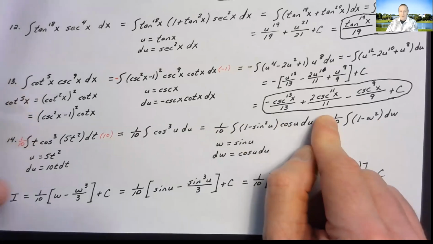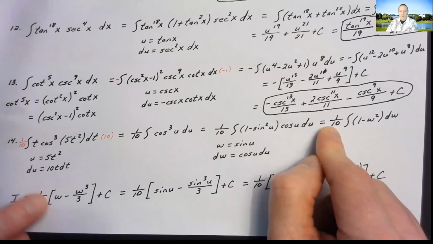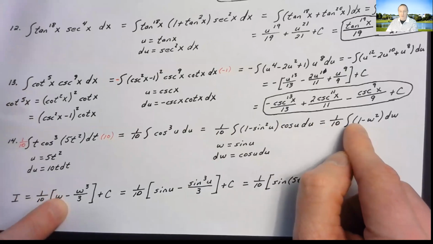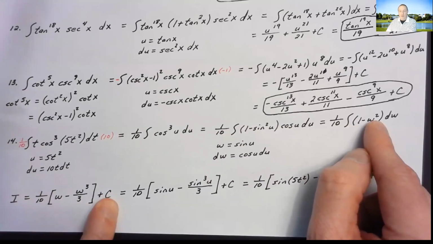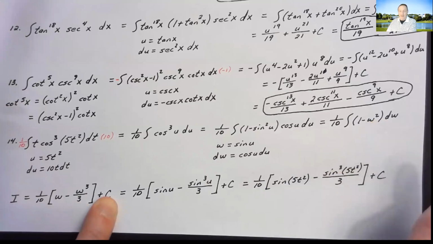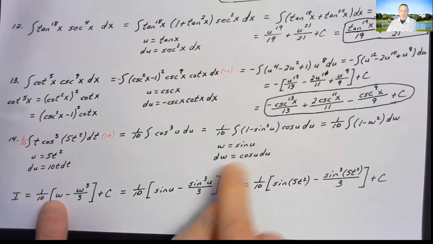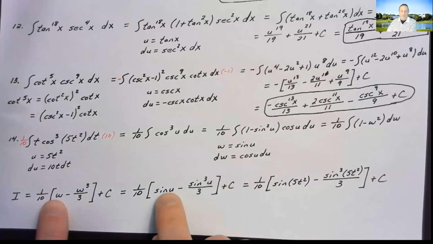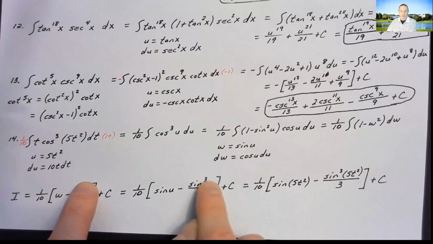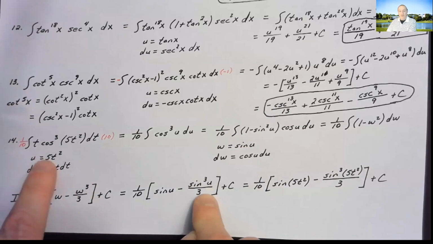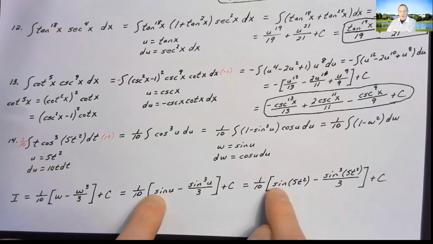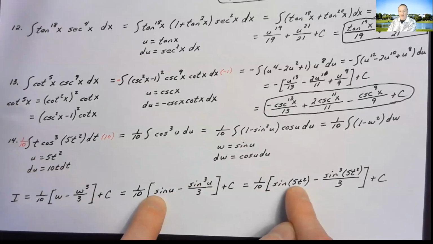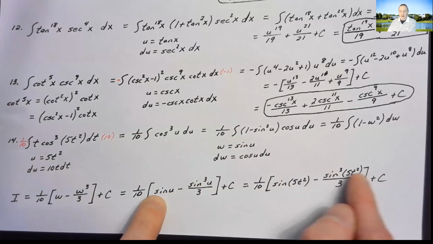At that point, I can integrate with just the power rule and say it's going to be 1/10 times the first term integrates to w to the first, second term integrates to w cubed over 3, plus our constant of integration. Now I've shown both steps in the back substitution. So w is equal to the sine of u, so this becomes the sine of u minus sine cubed u over 3. And then when I say, yeah, but u is equal to 5t squared, then the next step, I have the sine of u becomes the sine of 5t squared minus the sine cubed of 5t squared over 3 plus your constant of integration.